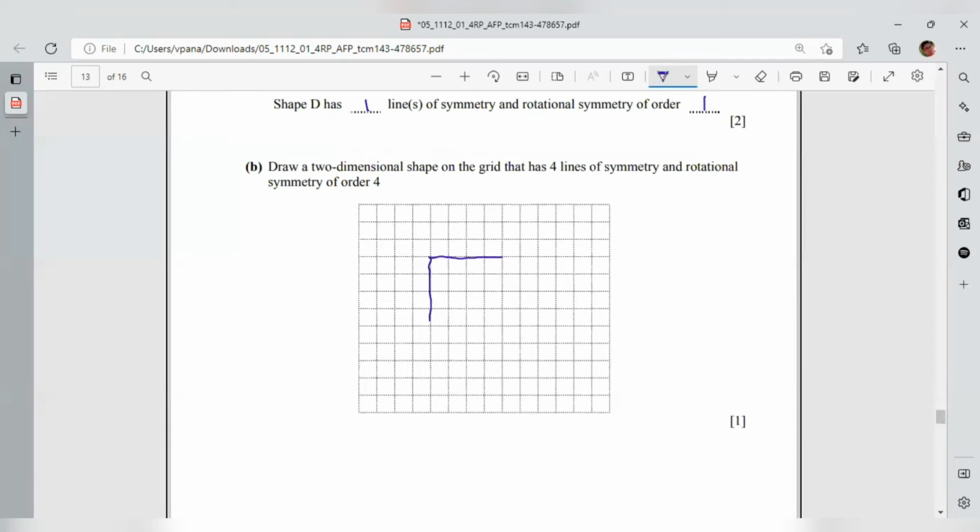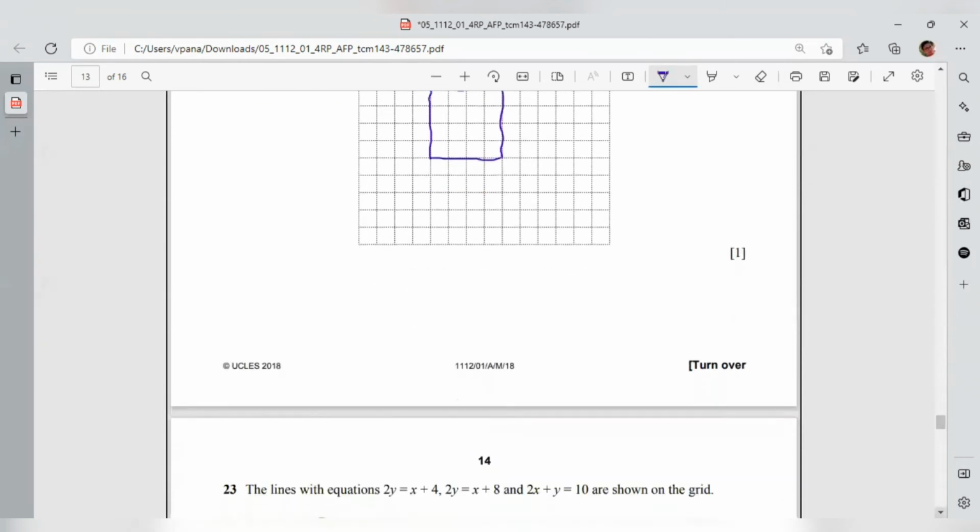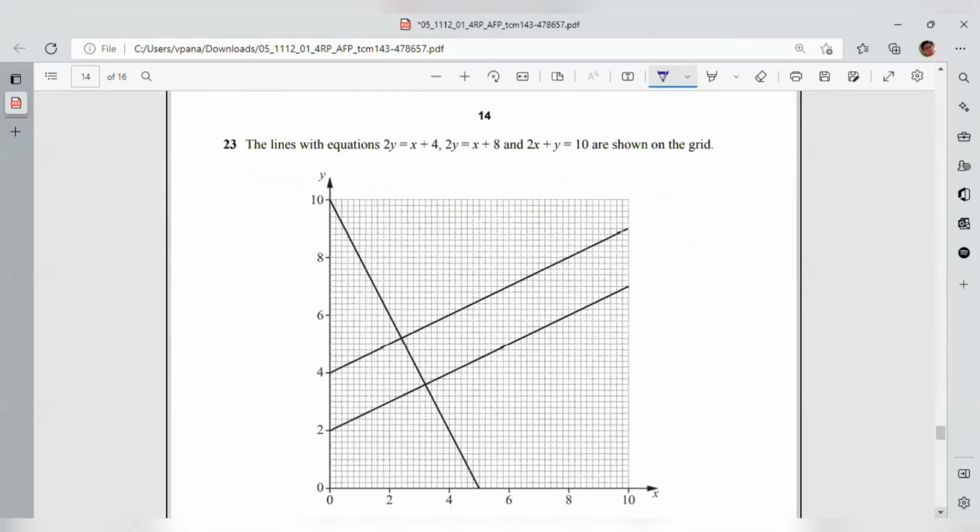Use the scale, children, and this is the shape which has 4 lines of symmetry and the order of rotational symmetry is also 4. Okay, then question number 23.